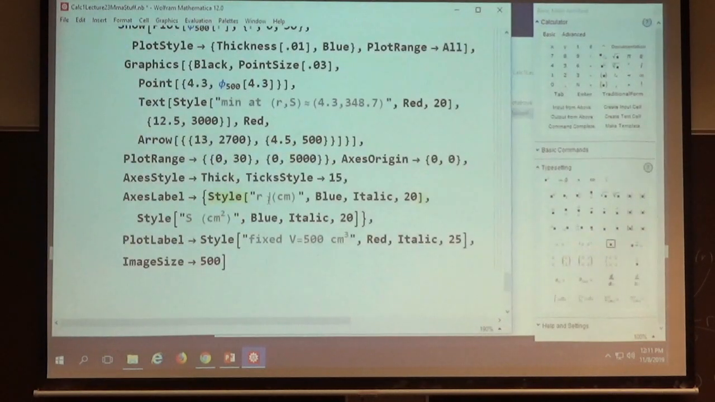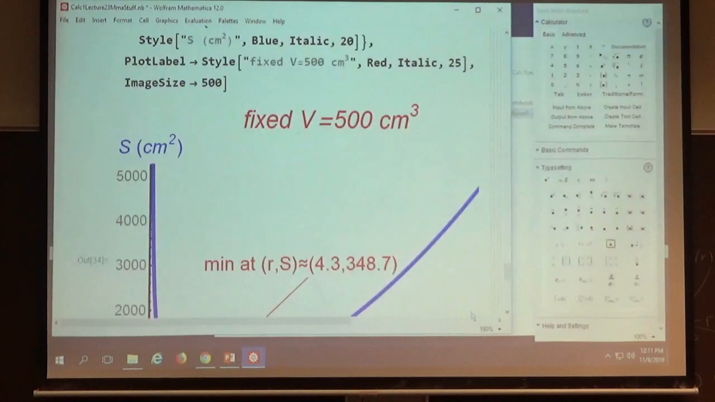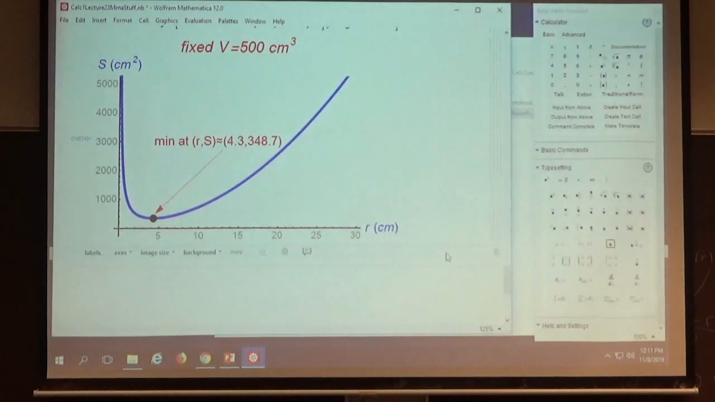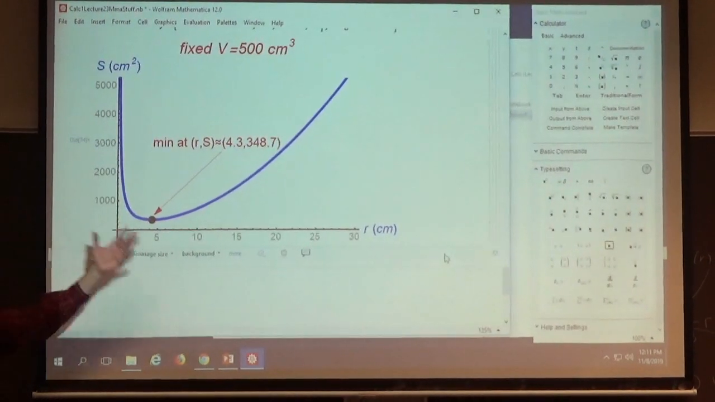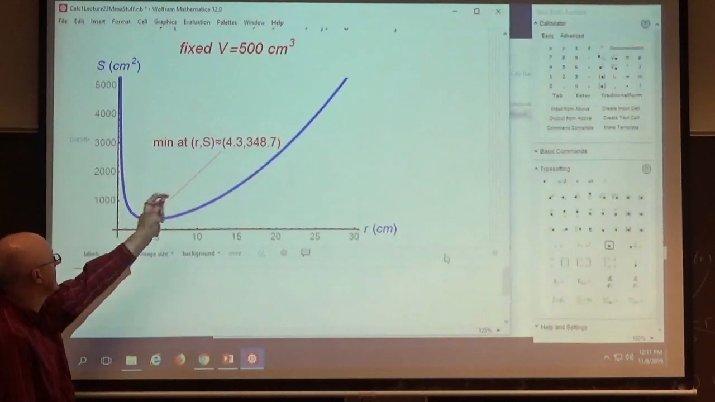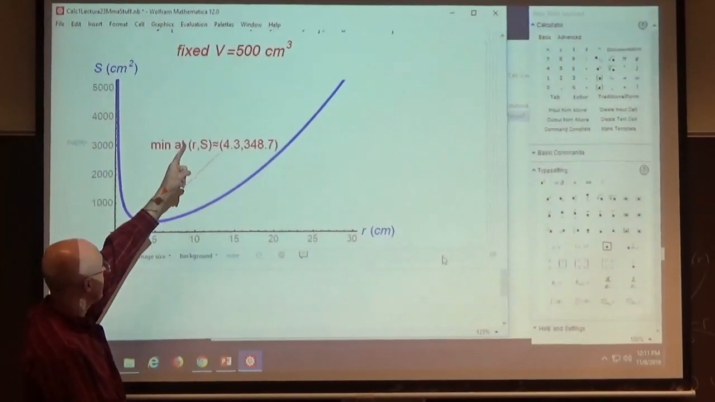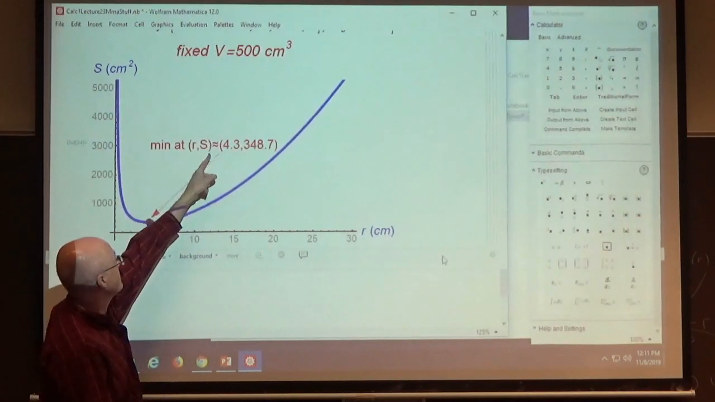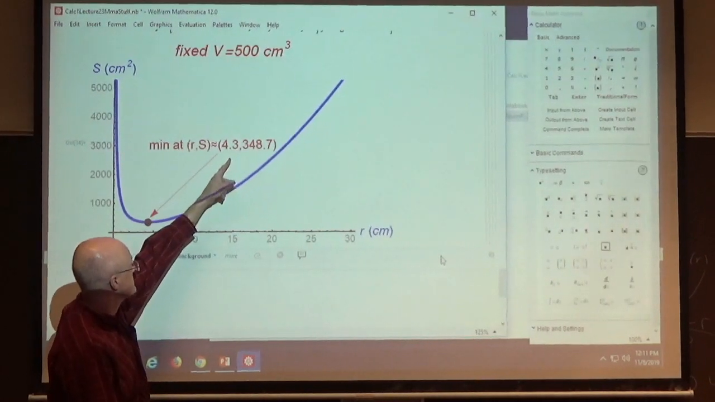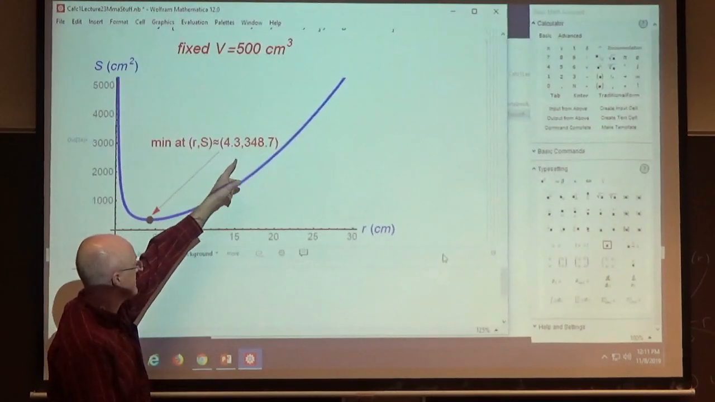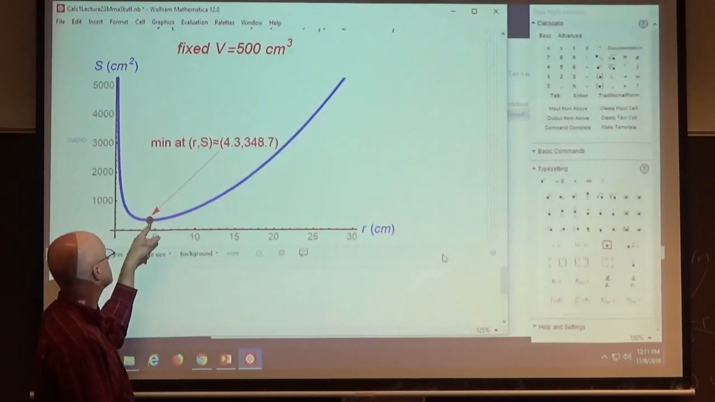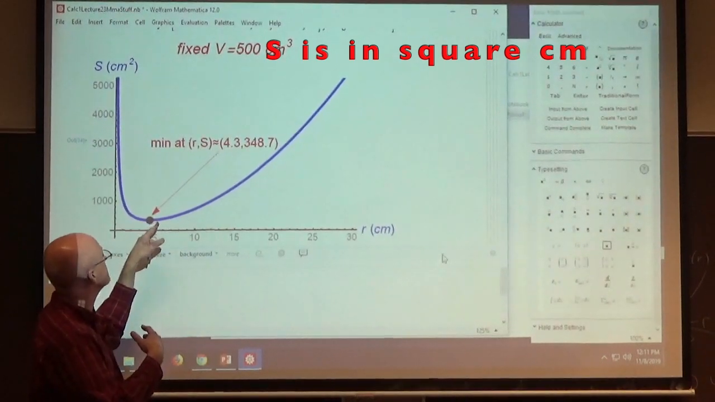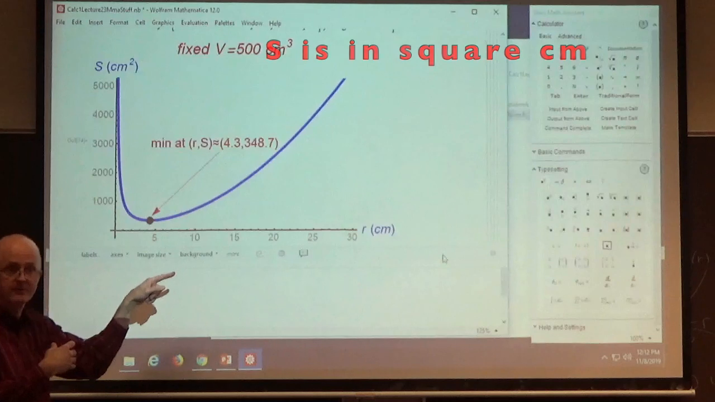I can see the graph. This is the graph of phi. S is a function of r. Surface area is a function of the radius. When c is 500 cubic centimeters, the radius for the minimum surface area is 4.3 centimeters, and the corresponding surface area is 348.7 square centimeters. And we could also find h. I didn't do that. A certain number of centimeters.